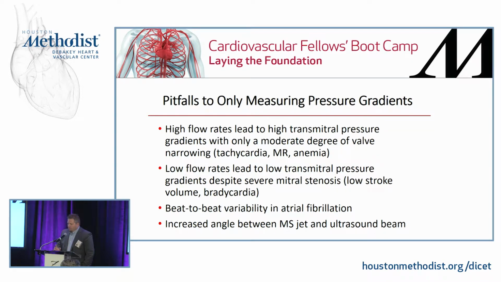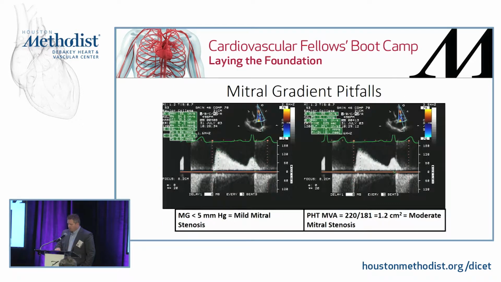You can also have beat-to-beat variability, like in atrial fibrillation, where on one beat you may appear to have mild mitral stenosis, on the next you may appear to have severe mitral stenosis, just depending on which beat you measure a mean gradient on. And also, if you have an increased angle between the mitral stenosis jet and the ultrasound beam, you can have alterations in your pressure gradients.